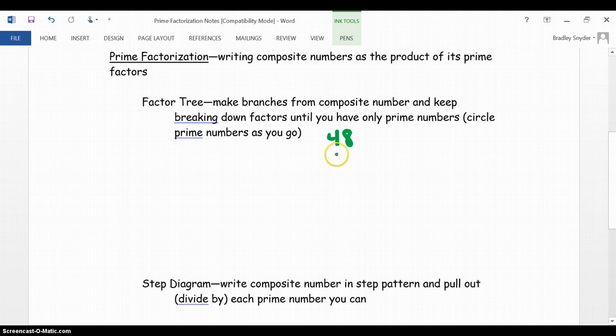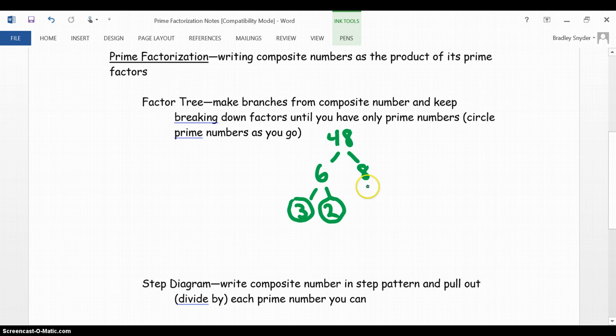So we'll do the number 48, and the best way I know to break up 48 is by doing 6 times 8. And then we look at 6. We ask ourselves, is 6 prime? And the answer is no, it's composite. So it does break down again into 3 times 2. 3 is prime, so I'm going to go ahead and circle it. 2 is also prime, so I'm going to circle it, and then we'll work on the other branch. We'll work on 8.